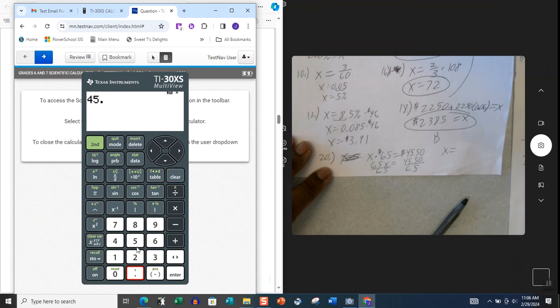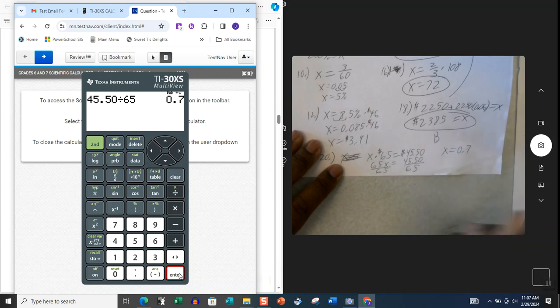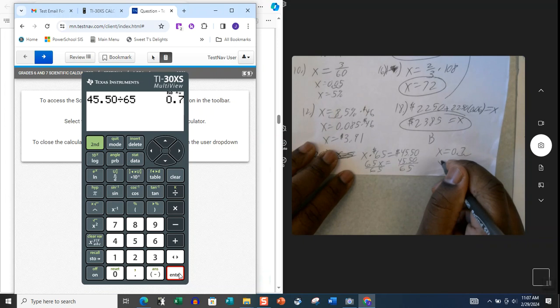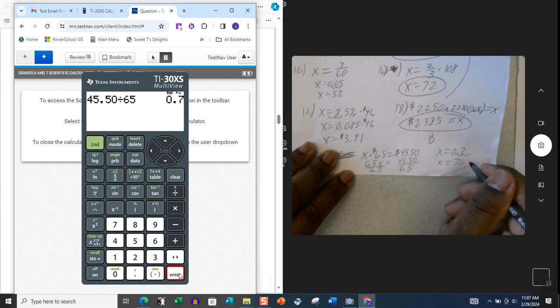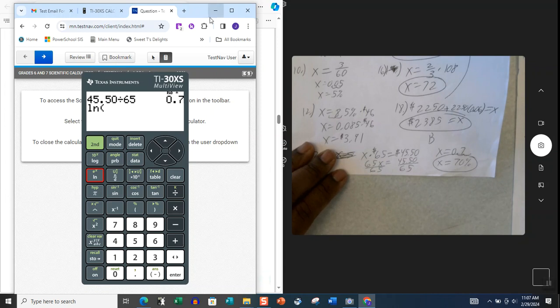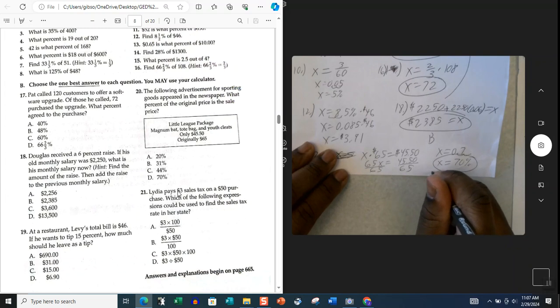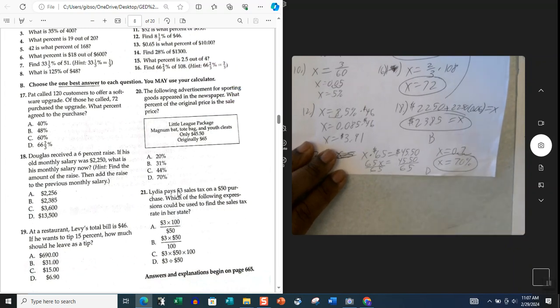So we have 4550 divided by 65, and that gives 0.7. Now remember, they want to know the percent, so we have to move this decimal 2 places to the right and add a percent sign. So X would be 70%. So according to this here, 70% is D. So your answer is D.